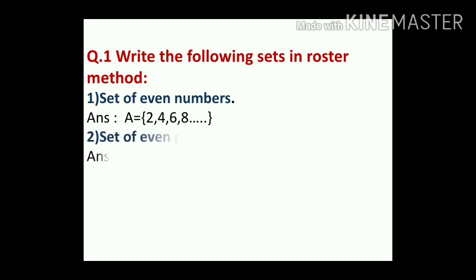Second one, set of even prime numbers from 1 to 50. Here children, even prime number is only one number, that is 2. Children, 2 is the even prime number. So answer will be P equal to. P is the set name children. You have to give capital alphabet. Equal to, open the curly bracket, 2 and close the curly bracket.